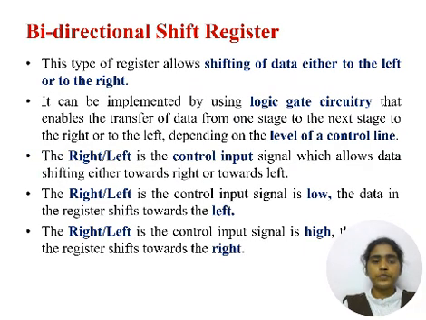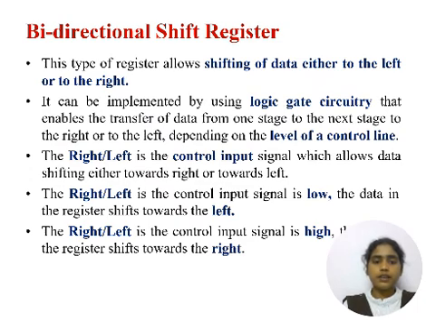Bidirectional shift register. This type of register allows shifting of data either to the left or to the right. It can be implemented using logic gate circuitry that enables the transfer of data from one stage to the next stage, to the right or to the left, depending on the level of a control line. The right or left control input signal allows data shifting either towards right or left.